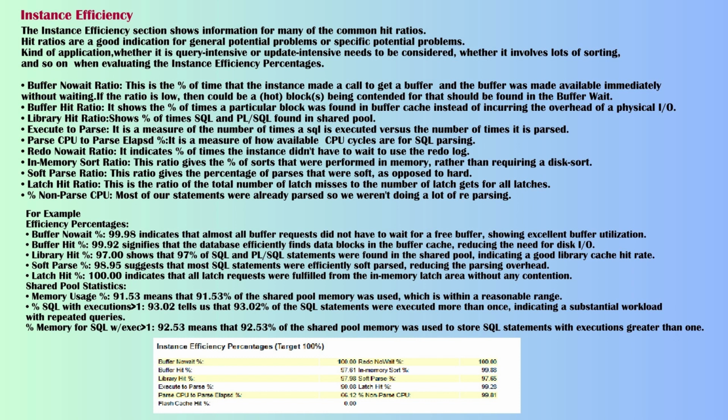Percent memory for SQL with exec > 1, 92.53, means that 92.53% of the shared pool memory was used to store SQL statements with executions greater than 1. Percent non-parse CPU indicates that almost all the CPU time that we see in the top waits section is attributable to execution and not parse, which means that tuning SQL may help to improve this.